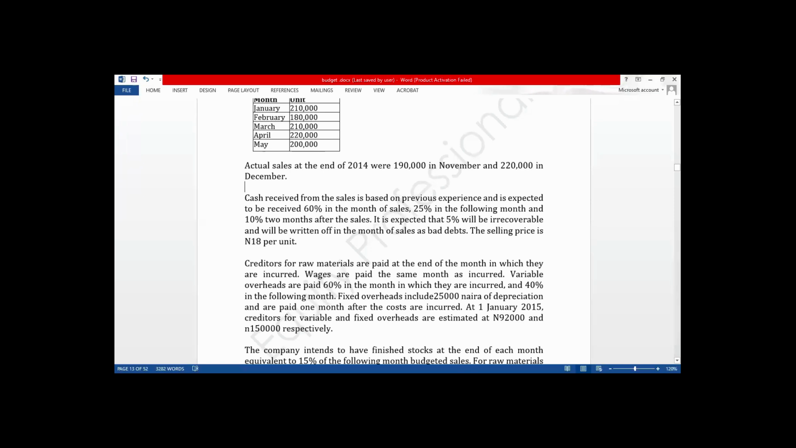Variable overhead are paid 60% in the month, 40% in the following month. Fixed overhead include 25,000 naira of depreciation and are paid 1 month after the costs are incurred. At 1st January 2015, creditors for variable and fixed overhead are estimated at 92,000 and 150,000 respectively.